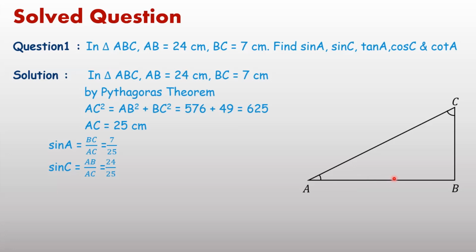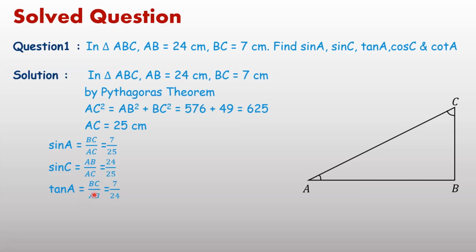perpendicular is AB. For any angle, perpendicular means opposite to the angle. Opposite to C is AB, therefore AB is perpendicular for angle C. AB upon hypotenuse AC equal to 24 upon 25.